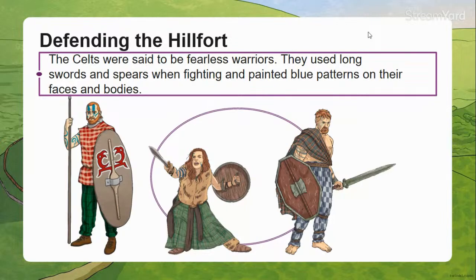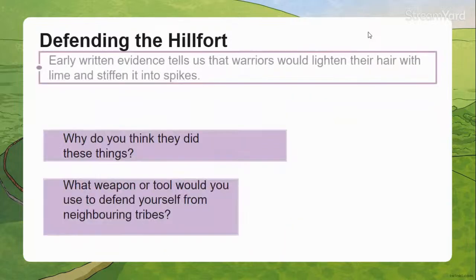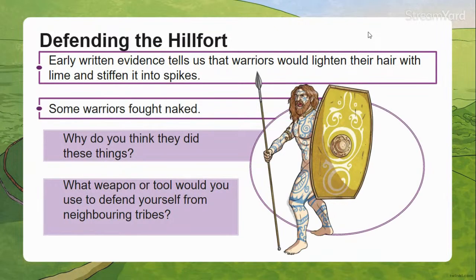And so the Celts were supposed to be fearless warriors. If you've done the Romans, you might remember when we looked at people like Boudicca. They had long swords and spears, so weaponry had developed with the birth of iron. And early evidence suggests they lightened their hair with lime and stiffened it into spikes. And some evidence suggests, and we've got a lot of the Romans to say for this, so we do need to take some of it with a pinch of salt because they didn't really like the Celts, but some warriors even fought naked, and they would paint their bodies with blue woad.